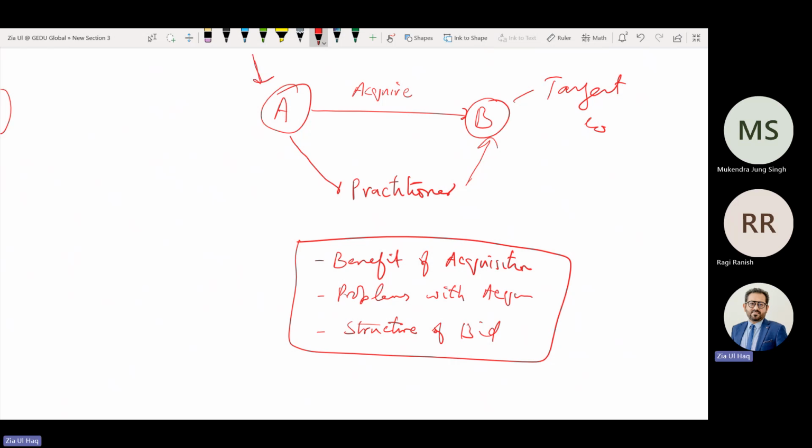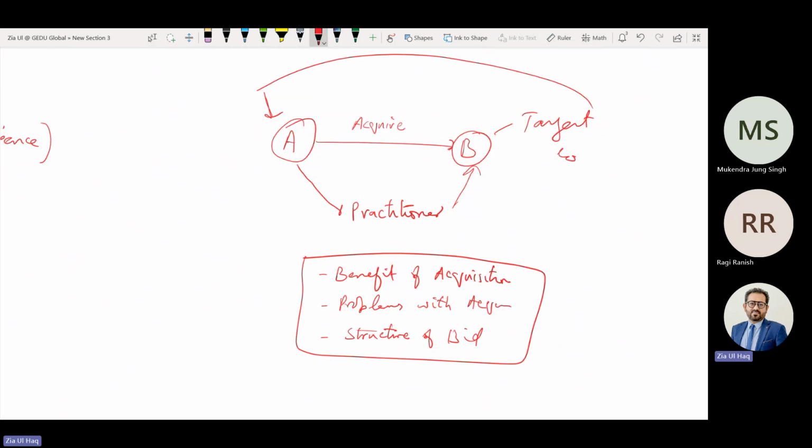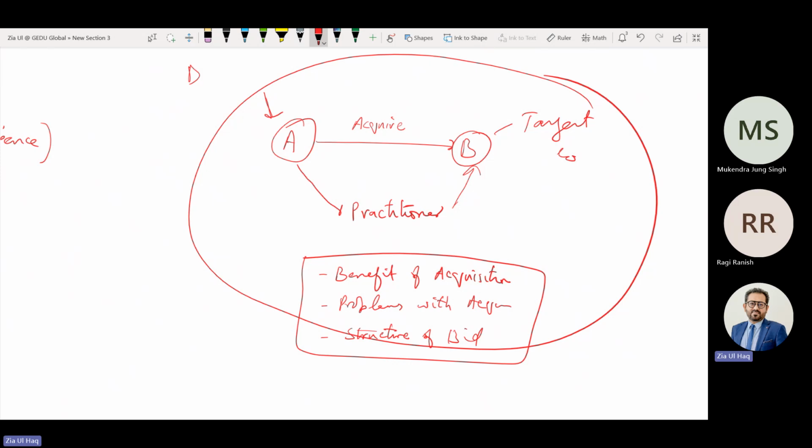Based on the direct request of one investor, we have performed an investigation and we are providing a report to the investor regarding the benefit of acquisition, the problems of acquisition and the structure of bid. We are helping him. This assignment is called a due diligence assignment.